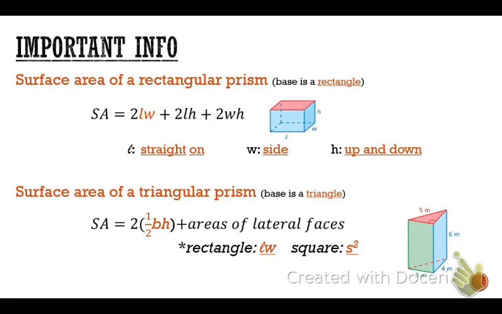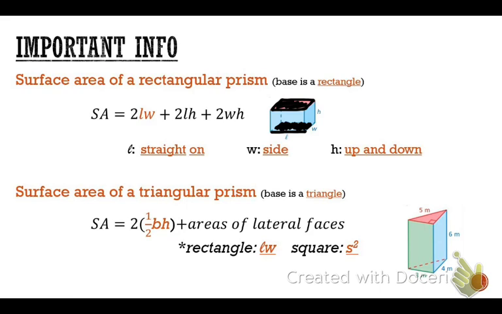So the difference here, with a prism, you're going to always have two bases. We've got this base down here, which is at the very bottom, and then you've got this one that's up here on the top. So once again, a prism will always have two bases, and then you can kind of color this in. That's going to be the base down here at the bottom.